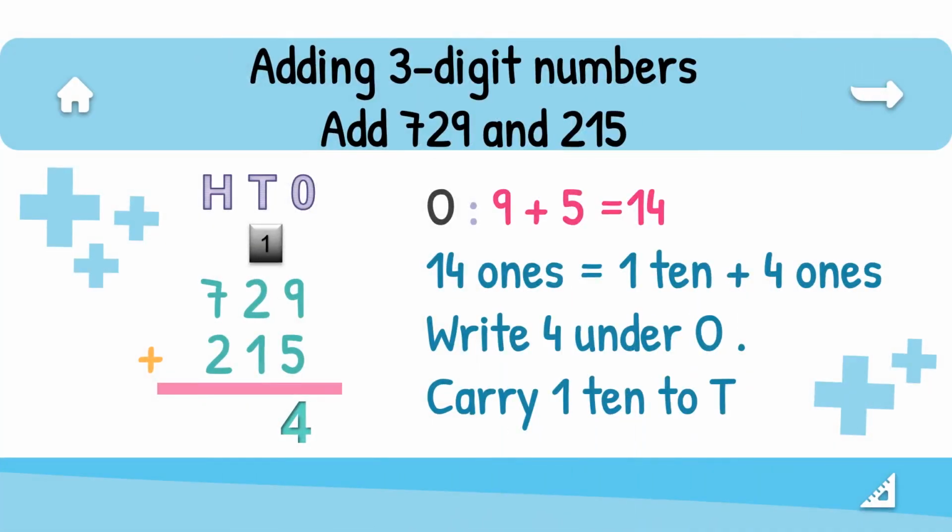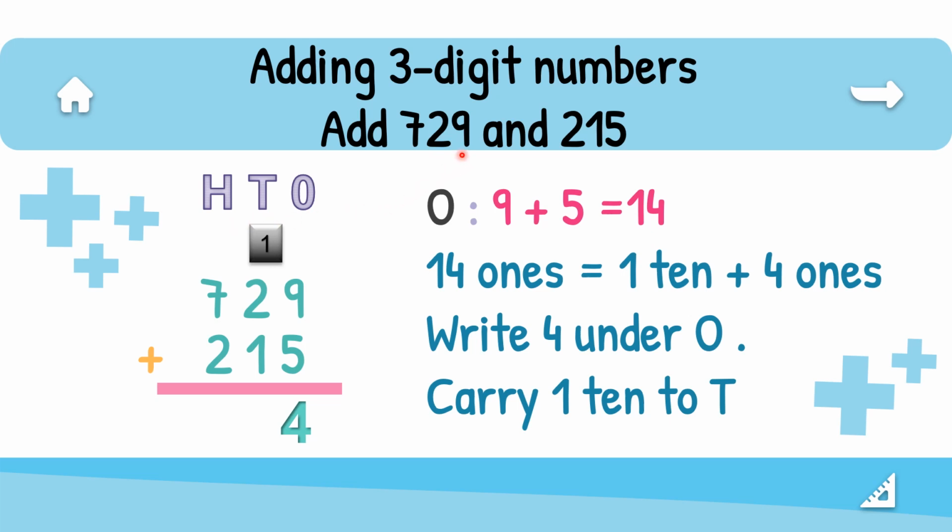Let's take an example to better understand. Add 729 and 215. First arrange these numbers vertically in column. First write ones, tens and hundred. Start writing from your right hand side.